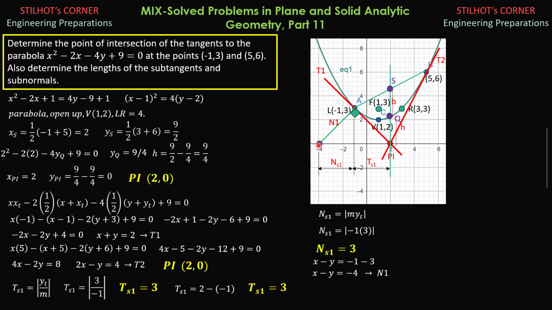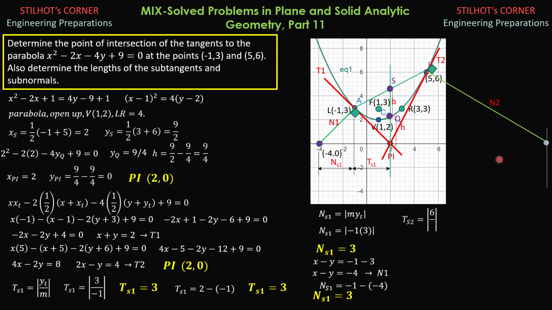And since when y is 0, x is negative 4, this point of intersection of normal 1 with the x-axis is (negative 4, 0). Then we can now read from the figure that NS1 is right x negative 1 minus left x negative 4. So negative 1 minus negative 4, that's equal to positive 3. Same as that.